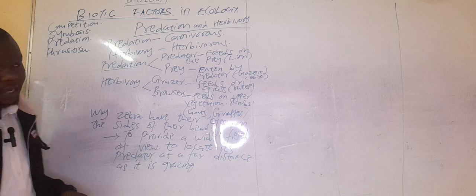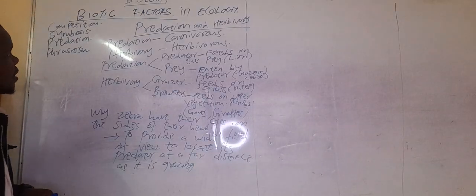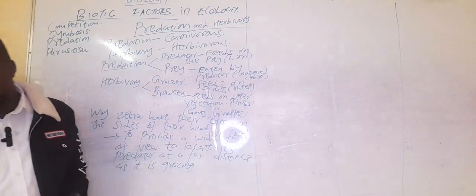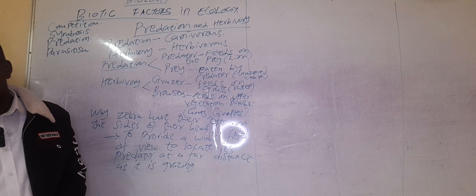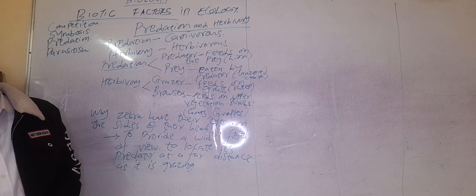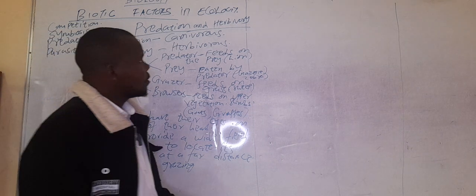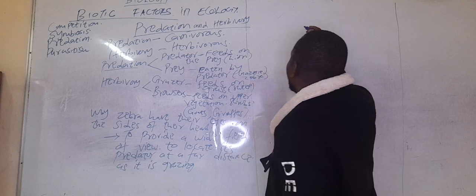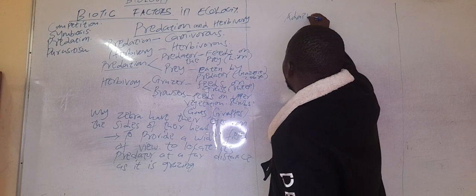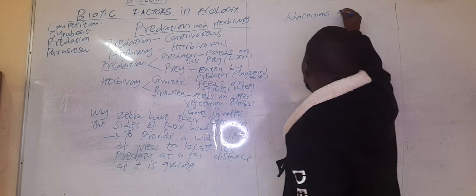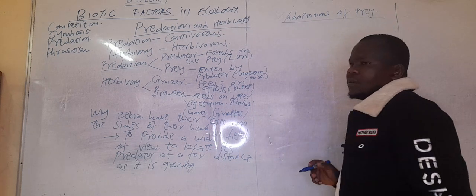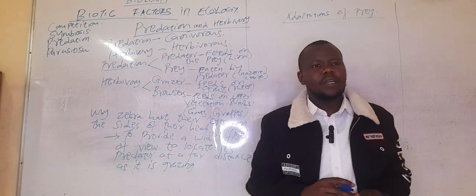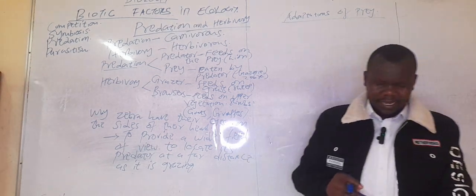So from this point now, let's describe one by one. We go to the predator adaptations. Then we'll have the prey adaptations so that they can survive in the ecosystem. So let's take adaptations of prey. Which are the adaptations for the prey so that it can survive in its habitat?